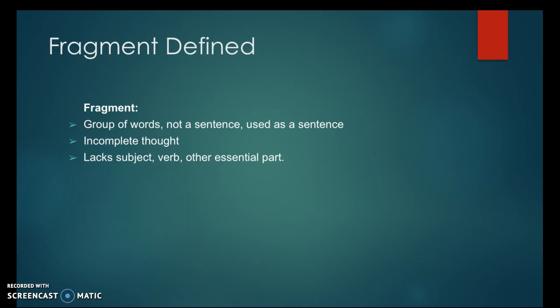The first one being a fragment. A fragment is a group of words that's not a sentence, but that's used as a sentence. Usually, because a sentence includes three parts, a subject, a verb, and it expresses a complete thought, a fragment is missing something. It's missing a subject, perhaps, it's missing a verb, or it's missing that complete thought. So that's what a fragment is defined as. You might sometimes hear fragments described as dependent clauses because they cannot stand on their own.